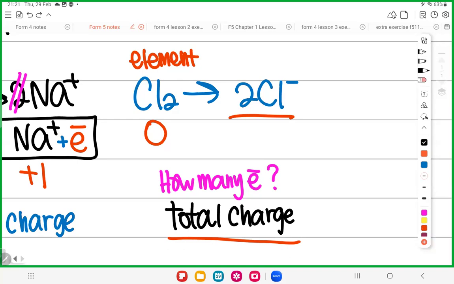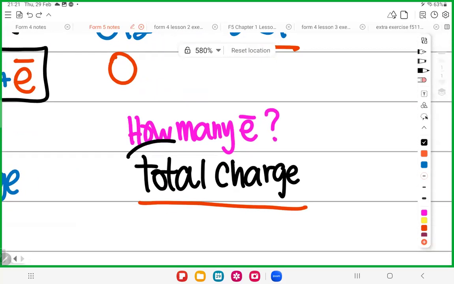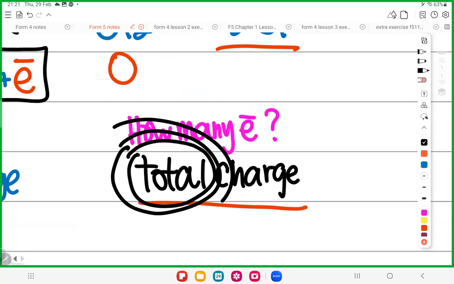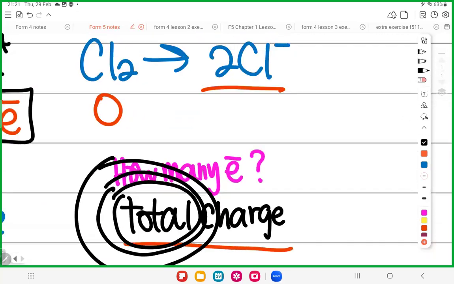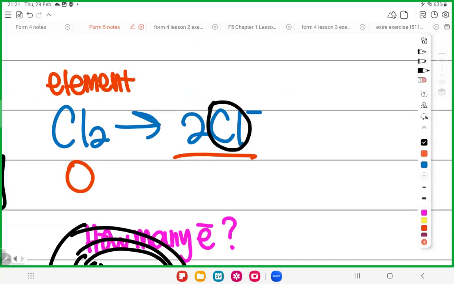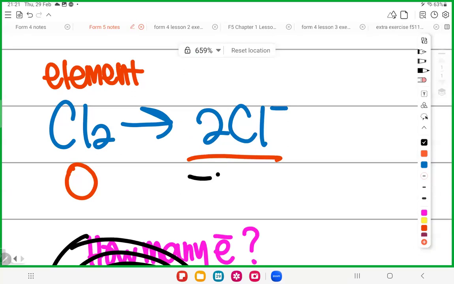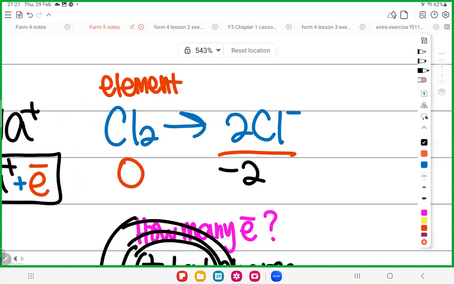Why? Listen carefully. I want total charge. This is Cl, the charge is -1. How many Cl do we have? 2. We have 2 Cl. So what is the total charge? I got 1 ringgit. You got 1 ringgit. What is our total money? 2 ringgit lah. Get it? -2. So guys, go and see the chat box yourself.